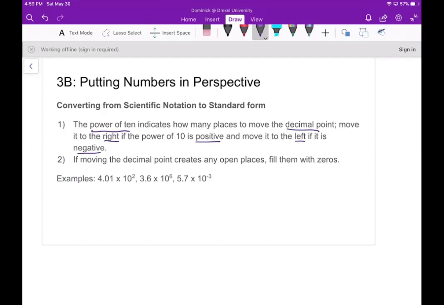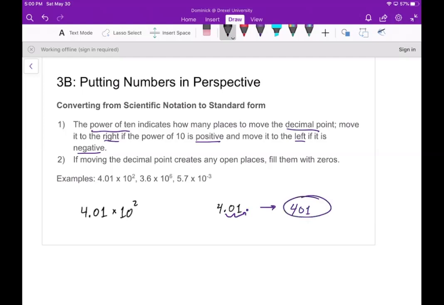And then, if the decimal point creates open places, or if you have a large number of digits, then you can put in commas also. So for example, if you want to do 4.01 times 10 squared, that exponent is positive, so I need to move this decimal place 2 spots to the right. So of course, this would give me a 401.